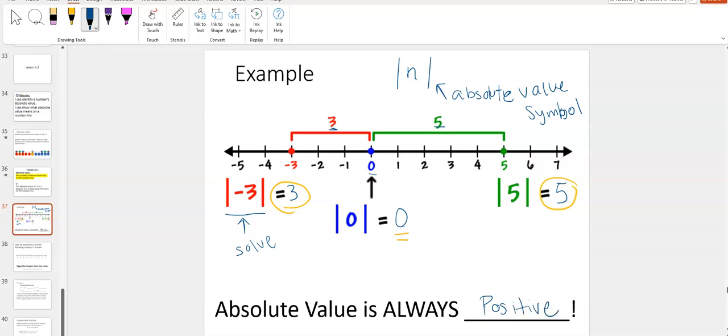And the reason it's always positive is because it deals with distance, right? And distance is never negative. Even if you stood up right now and walked backwards to the bathroom, you'd still be going somewhere. Distance is never negative. You can go backwards in your distance and go back to where you started, but you still went somewhere. You still traversed so many miles or feet. So because absolute value deals with distance, absolute value is always positive.